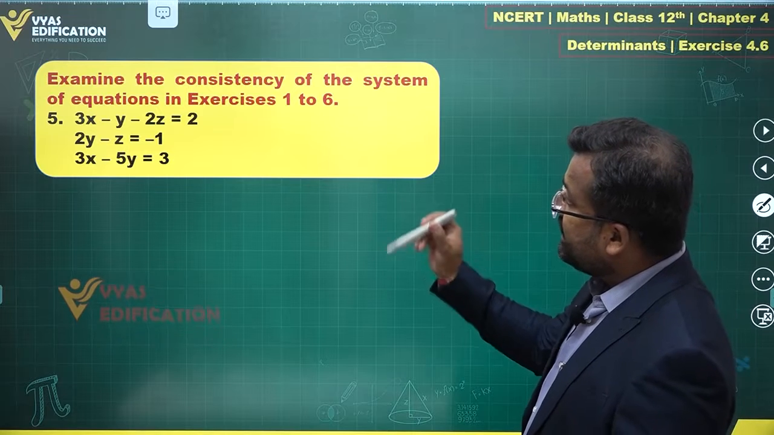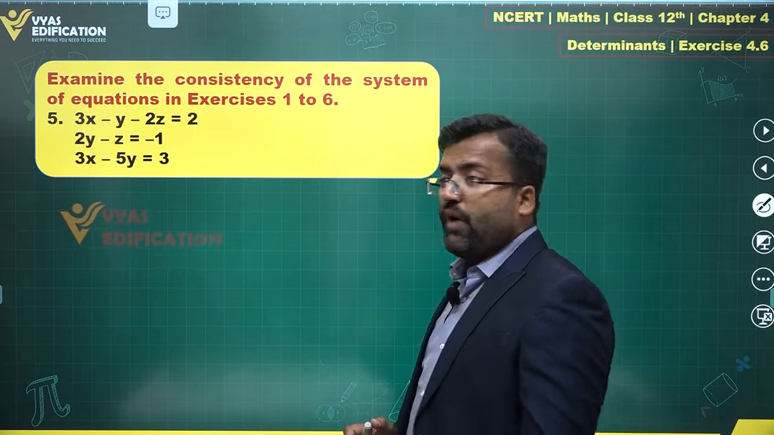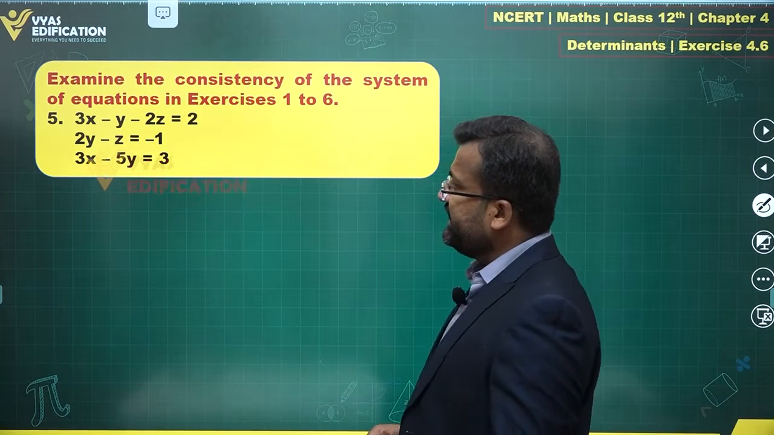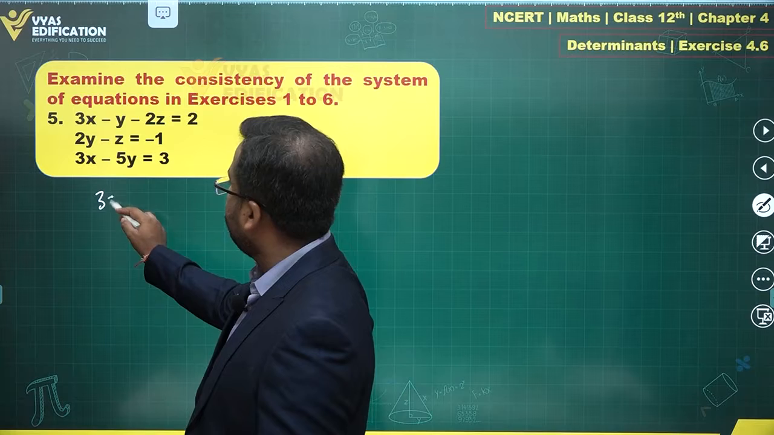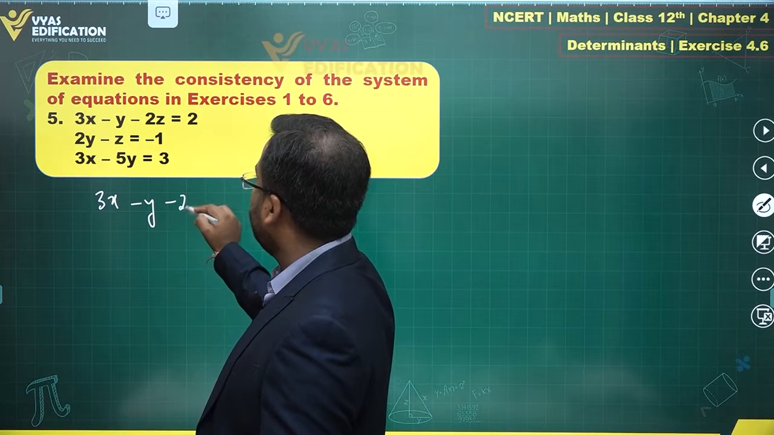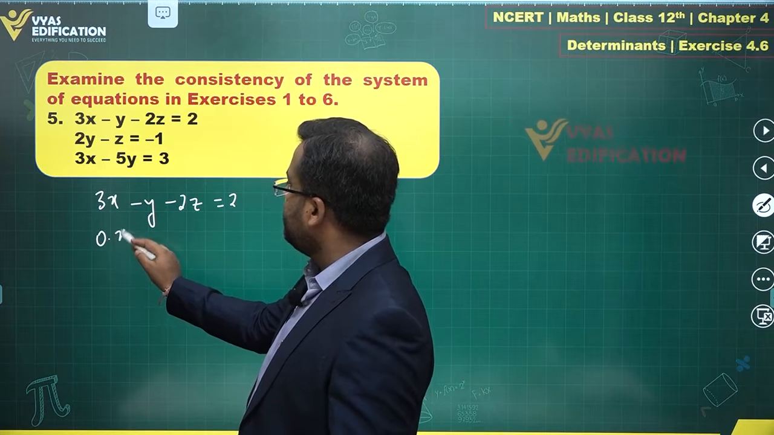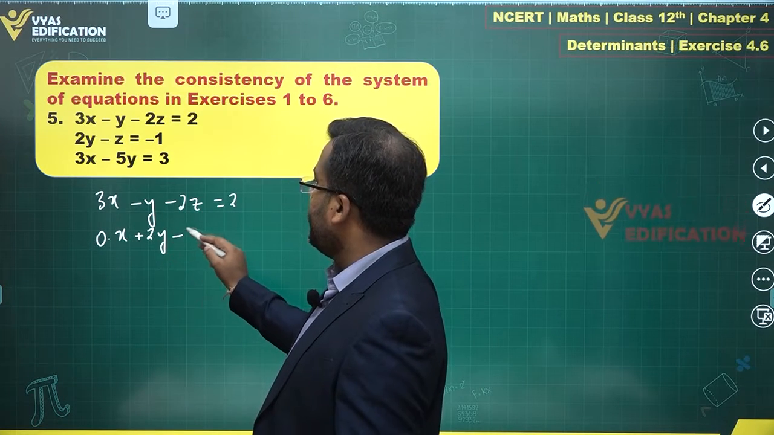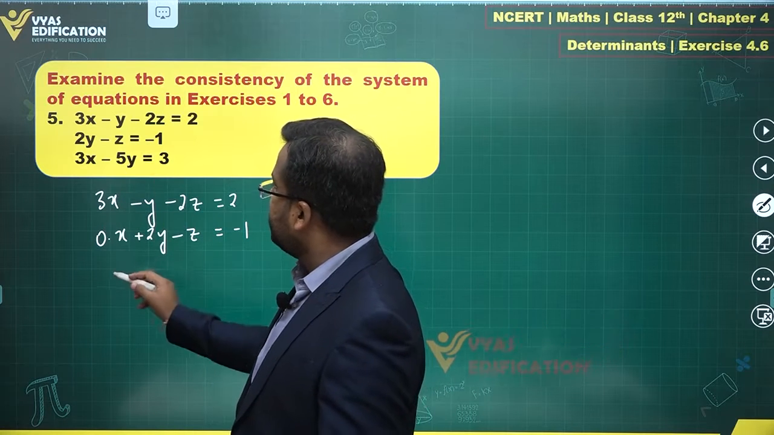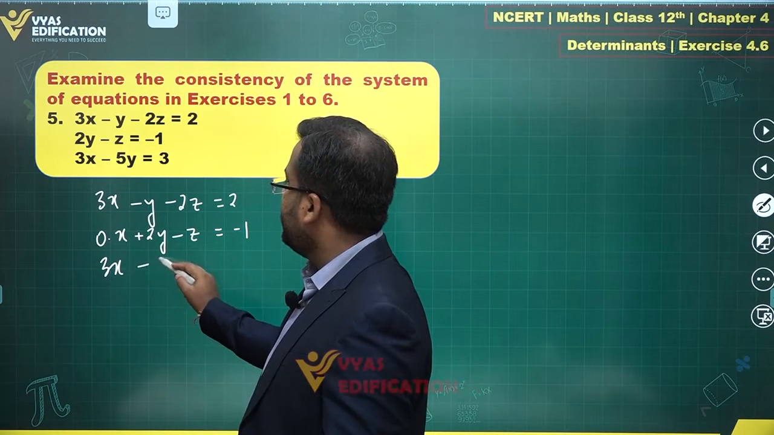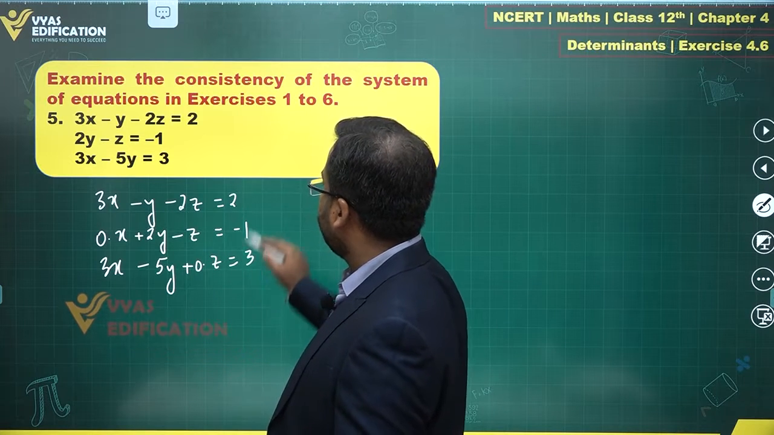The question says, examine the consistency for the system 3x minus y minus 2z equal to 2, y minus z is equal to minus 1, and 3x minus 5y is equal to 3. The system of equations can be written properly as 3x minus y minus 2z equals 2. There is no term of x, therefore this is 0 times x plus 2y minus z is equal to minus 1. There is no term involving z, this is 3x minus 5y plus 0 times z is equal to 3.